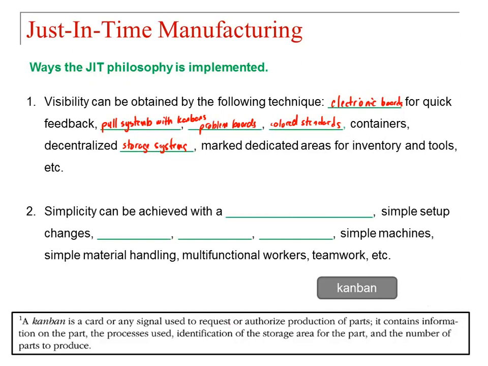Simplicity can be achieved with the pull system with Kanbans. Simple setup changes, certify processes, small lot sizes, and level production. Simple material handling system, multifunctional workers, and so on. So at the bottom of this slide, you also have a formal definition of what a Kanban is.